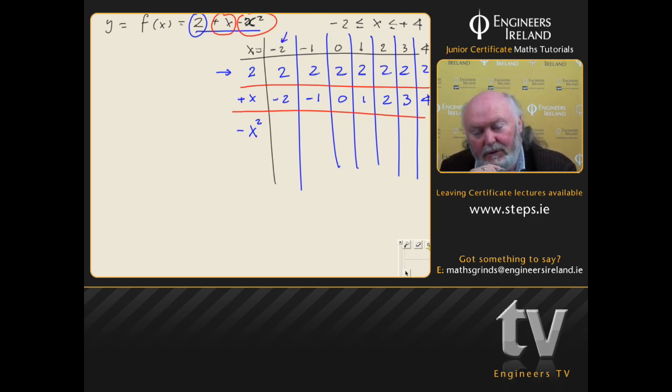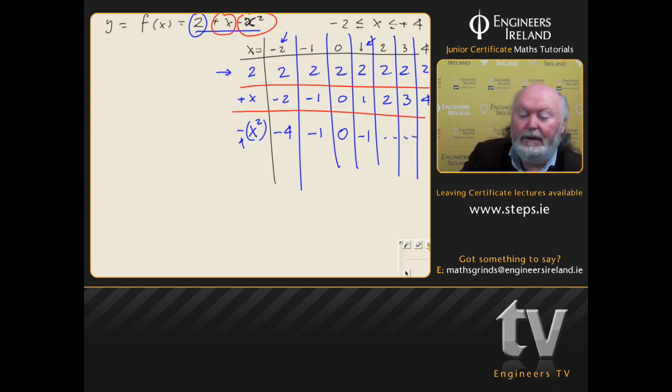Minus 2 by minus 2 is 4. But we want minus the answer. Minus 1 by minus 1 is 1, but we want the minus answer. 0 gives you a 0. 1 squared gives us a 1, but we want the minus, etc. And then you total them.